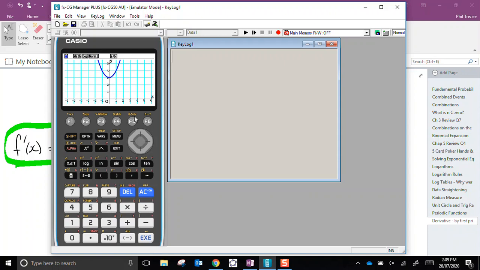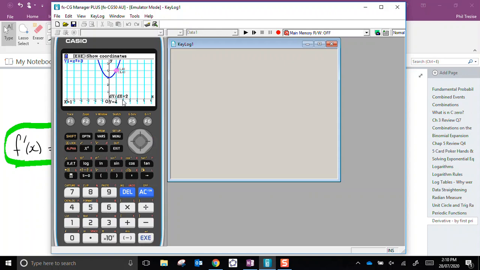Now what I want to do though, I was interested in the point where x was 1, so that's that point there. I can use the trace function, and I can move across to get to that point. There it is, x is 1, y is 4. I think if I hit the enter key, it leaves a little dot there.